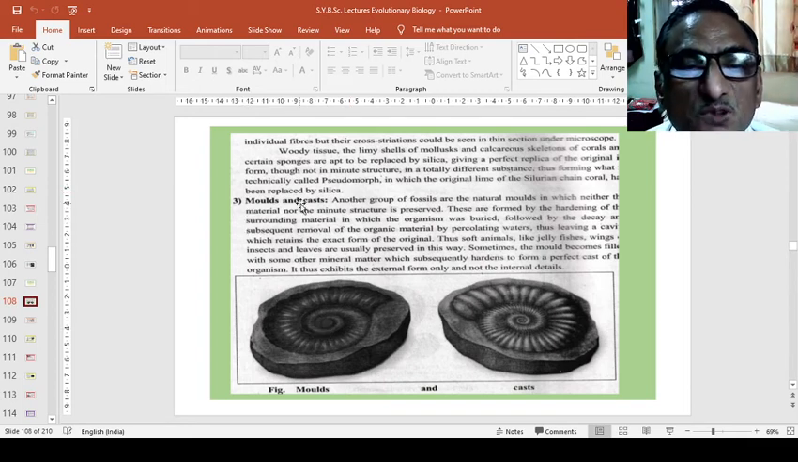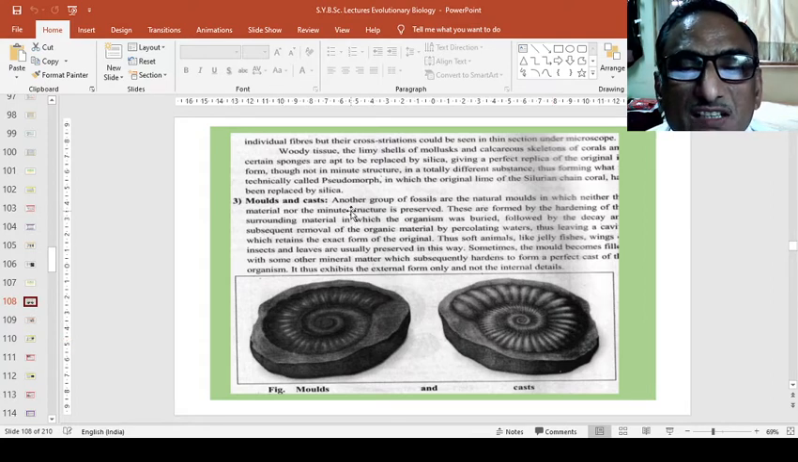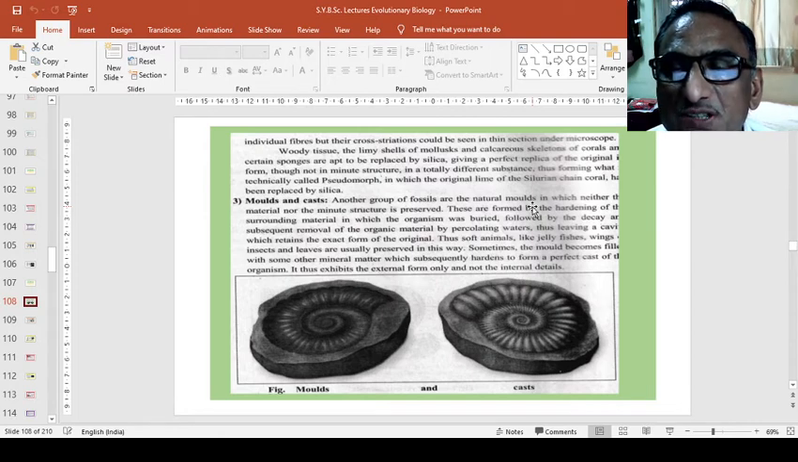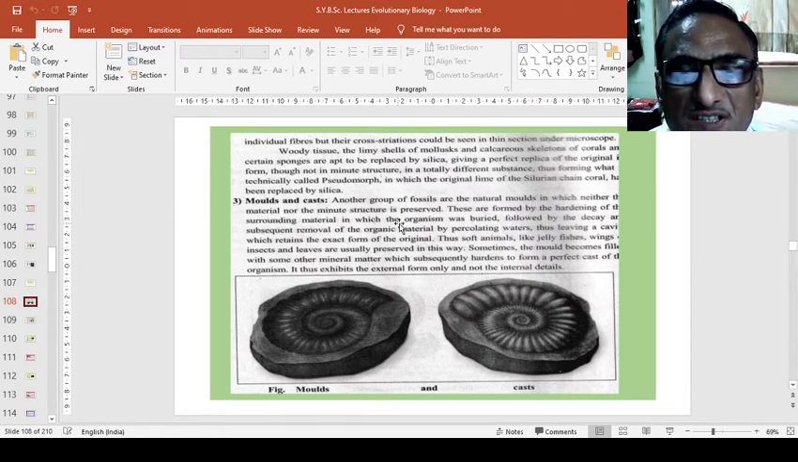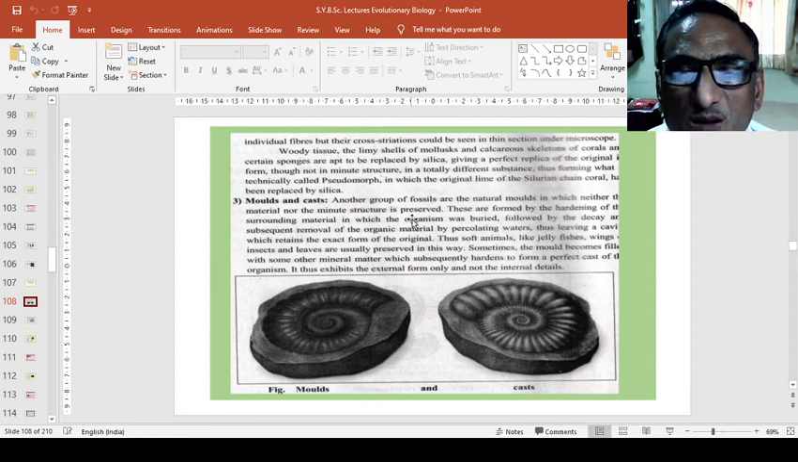Number 3, molds and casts. So this is the mold and this is the cast. These are the two pictures, we can say. Another group of fossils are natural molds in which neither the material nor the minute structure is preserved. They are called molds. These are formed by hardening of the surrounding material in which the organism was buried, followed by the decay and subsequent removal of the organic material by percolating water, thus leaving a cavity which retains the exact form of the original.